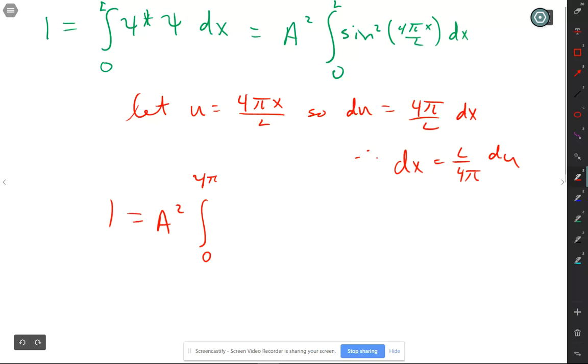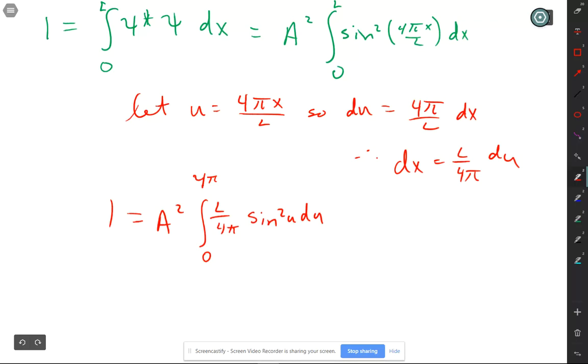And I did see what you had done, and it was right, because I just put in the u's. Yeah, you put it back in terms of x, and I was expecting it in terms of u. So 4 pi L over L, so the L over L's cancel. It's just the integral from 0 to 4 pi of L over 4 pi sine squared u du.